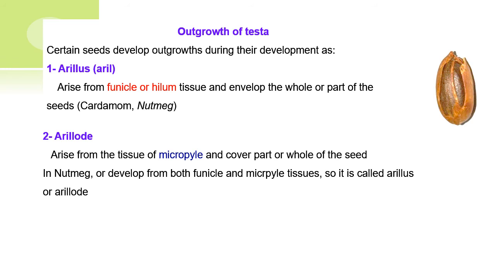Arillode, which arises from the tissue of the micropyle, covers part or all of the seed. So both structures cover part or all of the seed, but the origin differs: the arillus is derived from the funicle or the hilum, while the arillode is derived only from the micropyle or the tissues of the micropyle. Sometimes it develops from both funicle and micropyle. So the arillode is from the micropyle alone or micropyle and funicle, but the arillus is from the hilum or hilum and funicle.